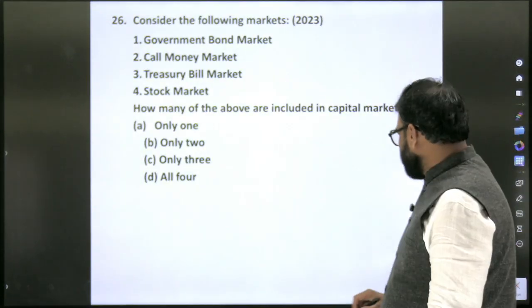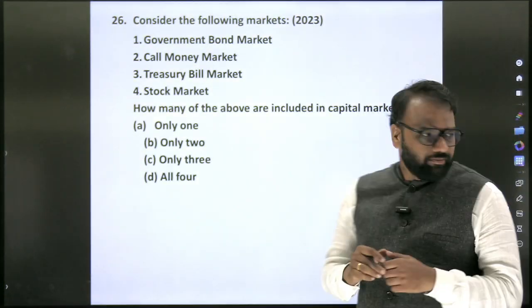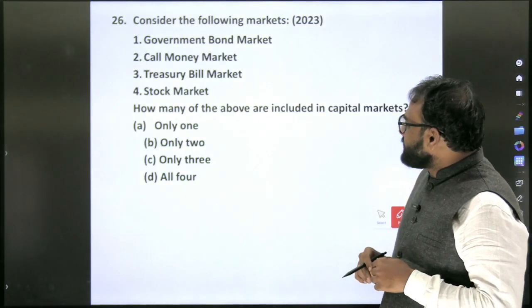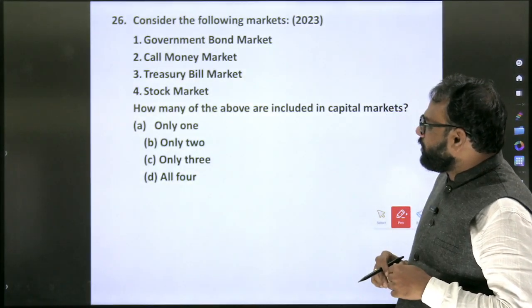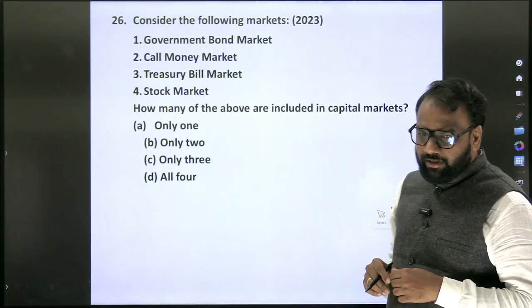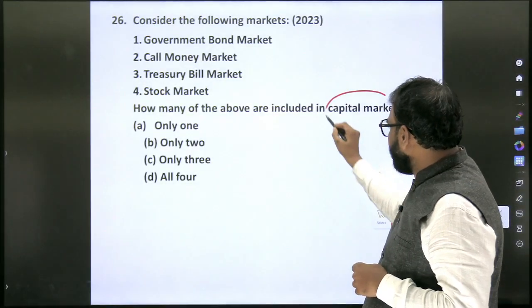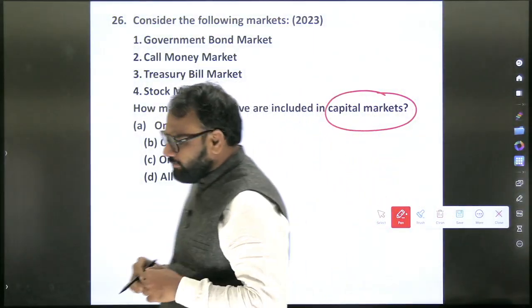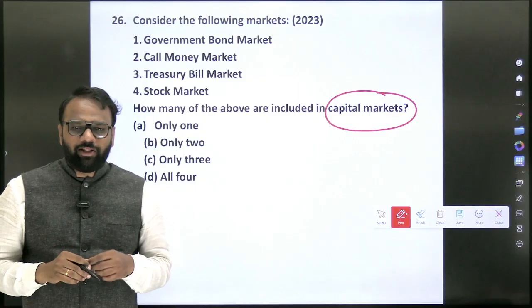Okay, so next. Consider the following markets: government bond market, call money market, treasury bill market, stock market. How many of the above are included in the capital market?